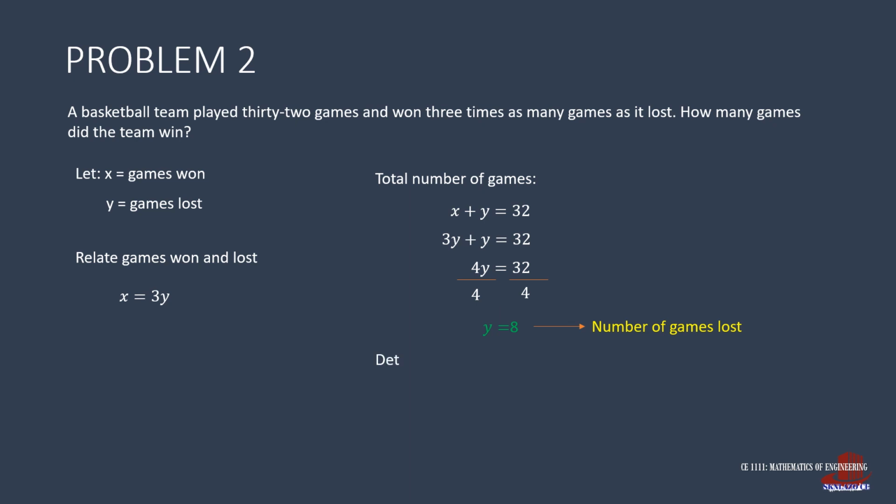For the number of games won, use the equation X equal to 3Y. Plug in 8 for Y and get X as 3 times 8. X is then simplified as 24, the number of games won.